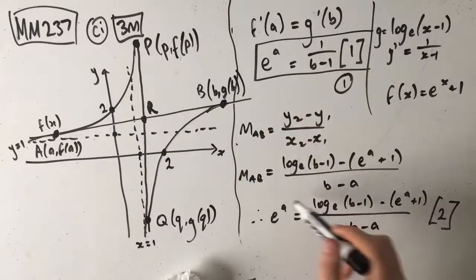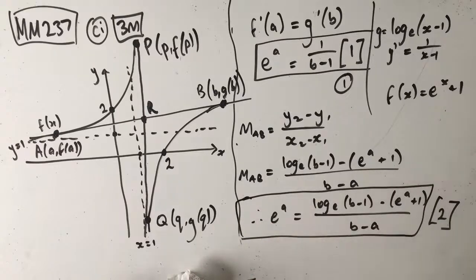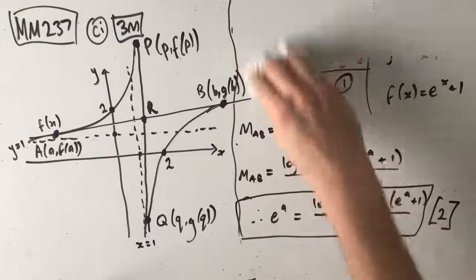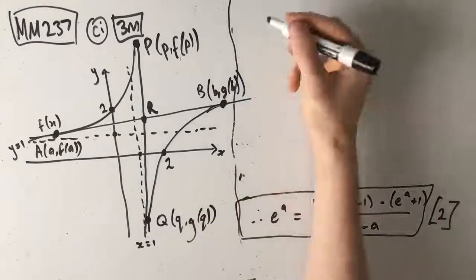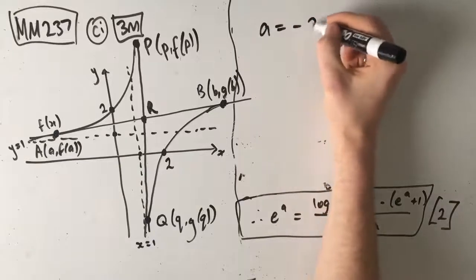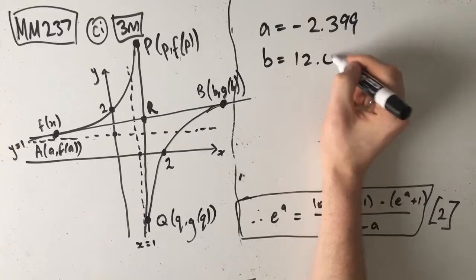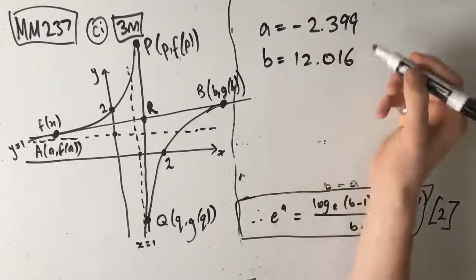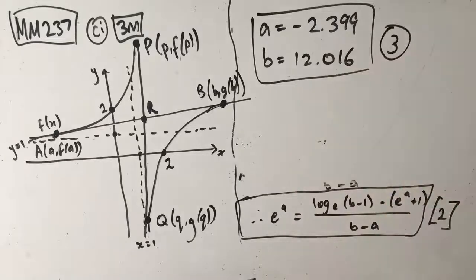You're going to put this as your first equation, this as your second equation, and you're going to solve for a and b. And what you're going to come out with is a equals negative 2.399 and b equals 12.016. Correct to 3 decimal places, that's what the question asked us for, and this is your third mark.